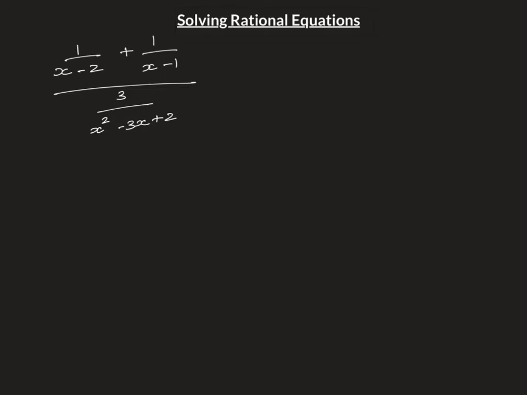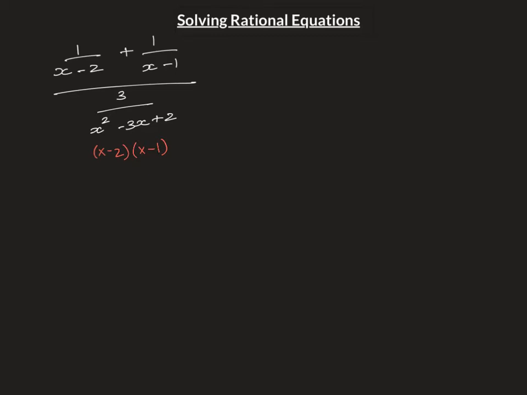and our factors are x minus 2 times x minus 1. That will give us x squared minus 3x plus 2. And since nothing else can be factored, let's go ahead and set up our second part of this problem.